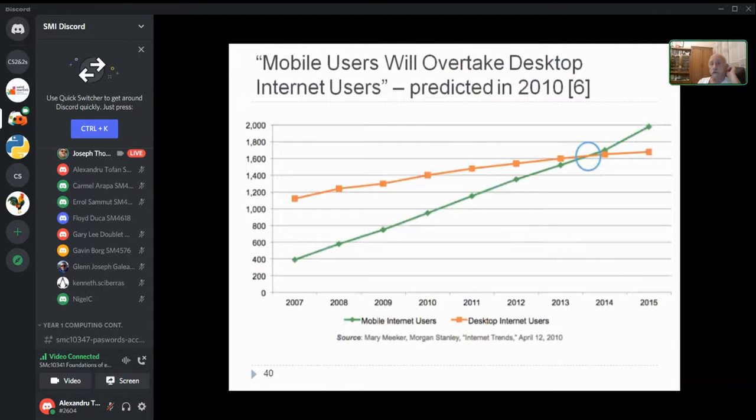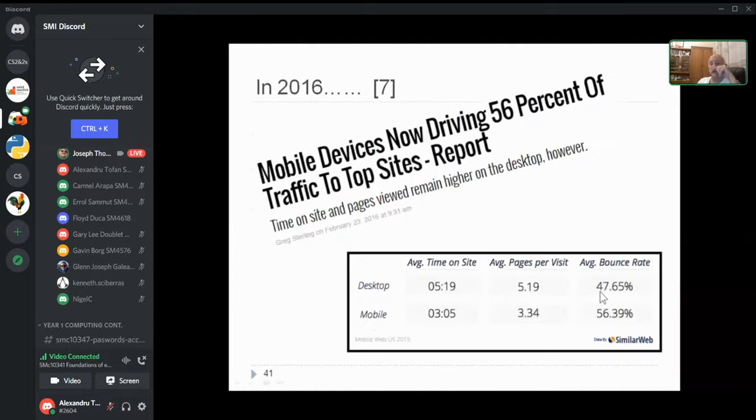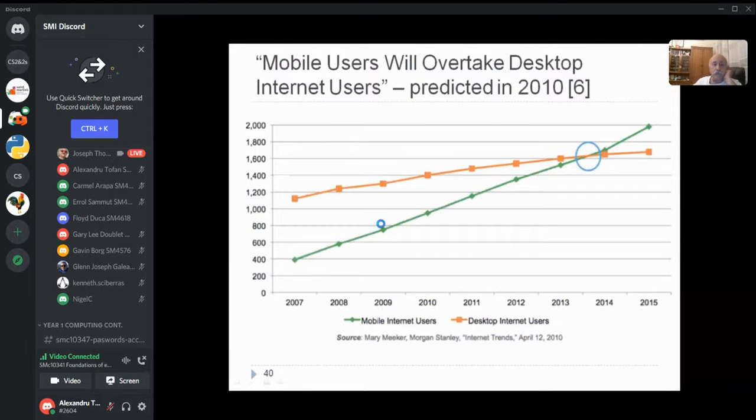In fact, it was predicted in 2010 that sometime in 2013, the sales from mobile users would exceed the sales from traditional desktop users. Now, this was predicted in 2010, and in fact, it was basically bang on, right? Because in 2016, right, it was predicted, or was it? Okay.